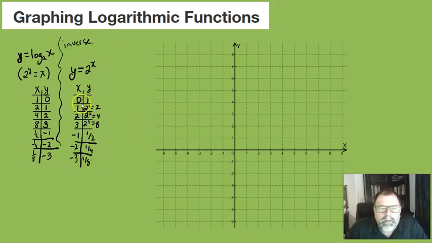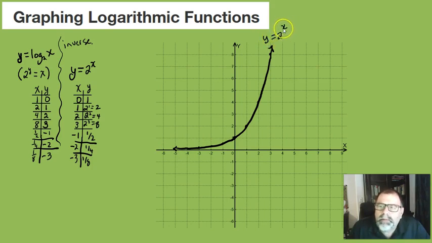I just want to emphasize, let's first graph the exponential one. So 0, 1, 1, 2, 2, 4, 3, 8, negative 1, 1/2, 1/4, 1/8. Okay, so that's the exponential curve. So this one is y equals 2 to the x.